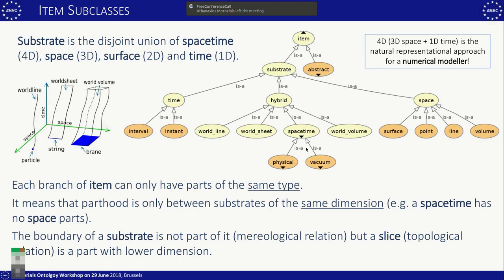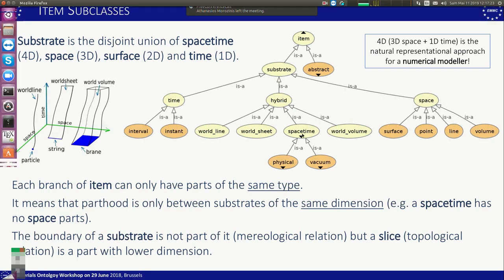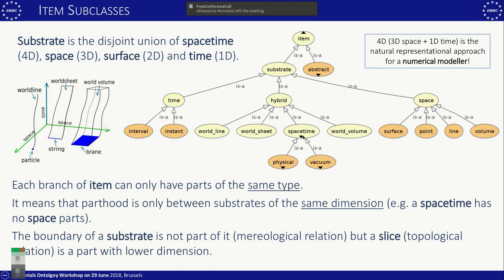All the material that we deal with will be in space-time. So the material entity branch of the EMMO is under space-time. But if we want to deal with geometrical entities that are not a slice of a space-time, then we need to put the slice inside these other classes. It's important to notice that since we are in a part of the hierarchy, each branch of item can only have parts of the same type. So if you have a part out of a world line, it is always a world line.